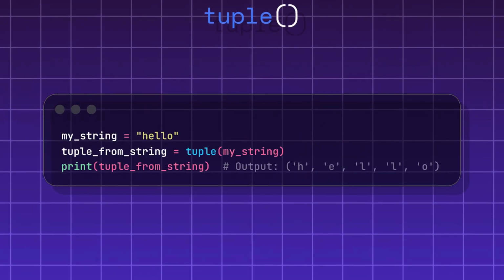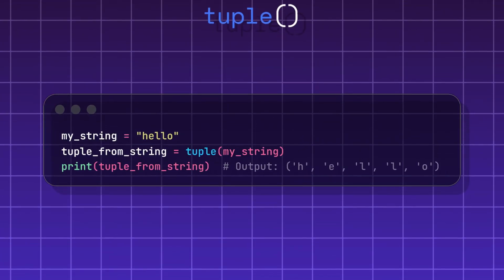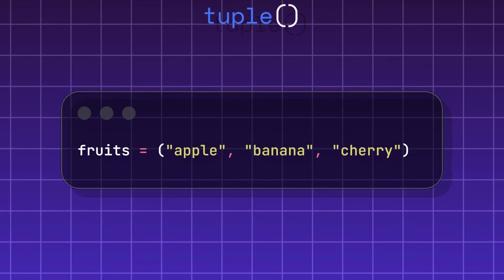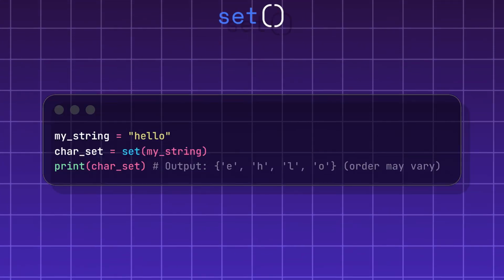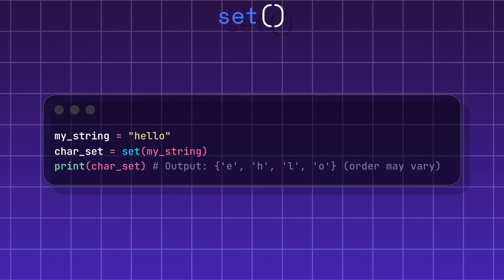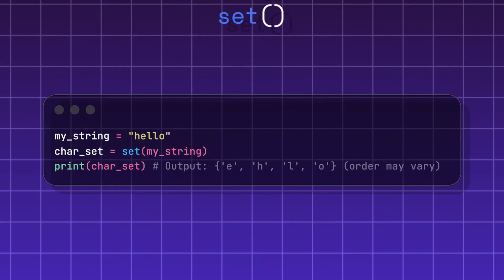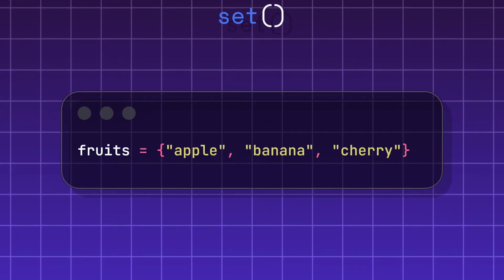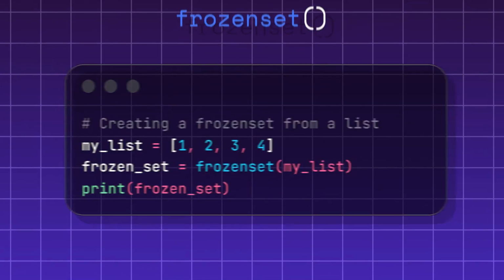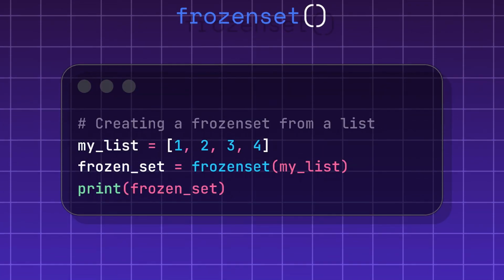Tuple creates a tuple. A tuple is an ordered, uneditable collection of items in Python. You define them using parentheses. Set creates a set. A set is an unordered and editable collection of items. Lists and tuples can have duplicate items, but sets cannot. Frozenset creates a set that cannot be changed or altered in any way.